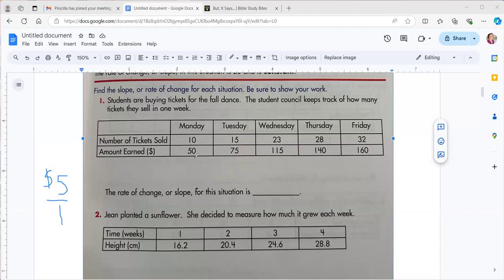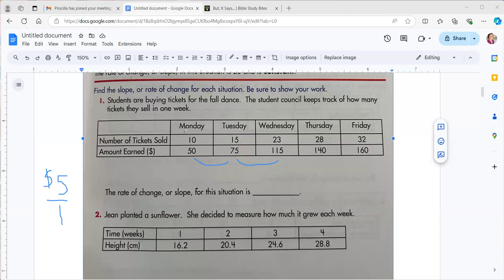So then this is what you don't want to do. Don't fall into this trap of going, well, 50 to 75, that's a 25, that's a 25 rate of change. But then this one, that's a lot more than 25. So it's inconsistent, right? Well, that's because I'm not looking at the unit rate.